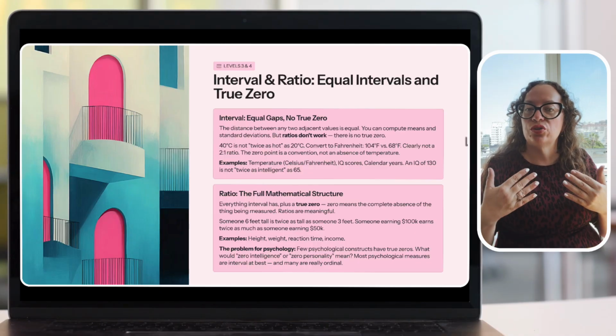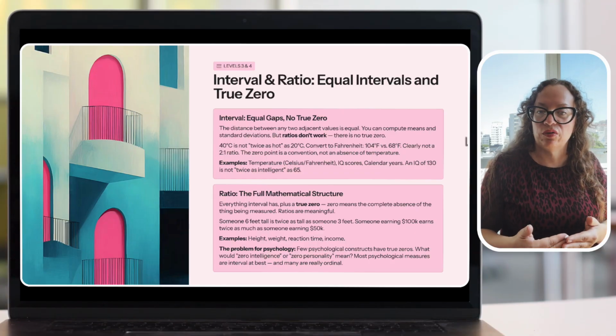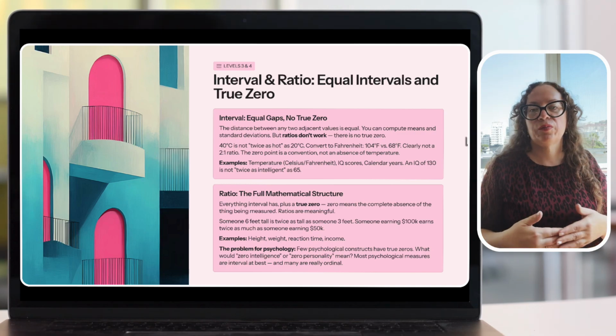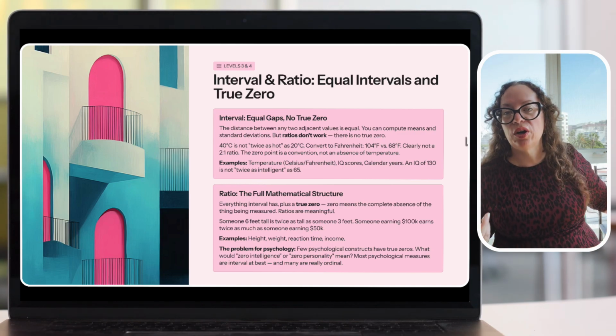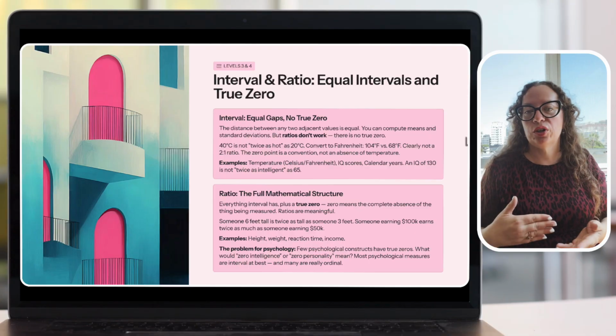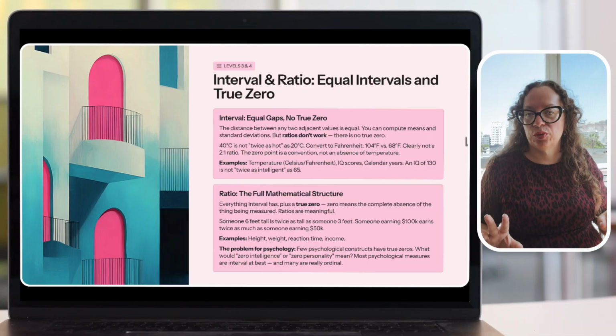So with the true 0, ratios are meaningful. Someone who is 6 feet tall is twice as tall as someone who is 3 feet. Someone who earns 100,000 earns twice as much as someone who earns 50,000. Someone who takes 200 milliseconds to respond took twice as long as someone who took 100 milliseconds. You can do any mathematical operation with ratio data. Add, subtract, multiply, divide. All statistics are appropriate.